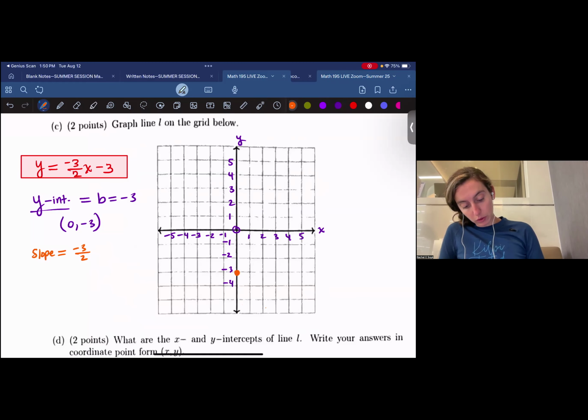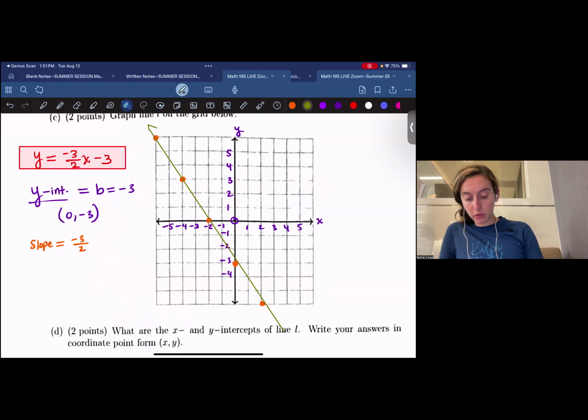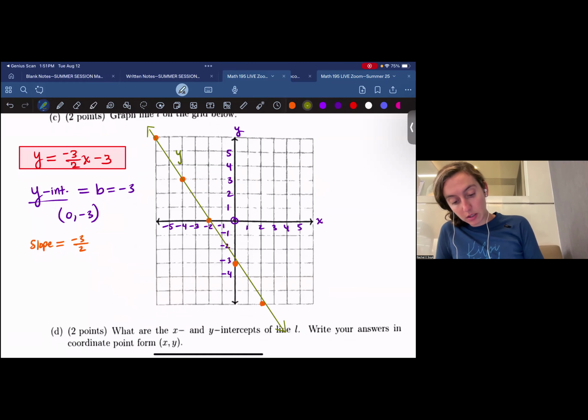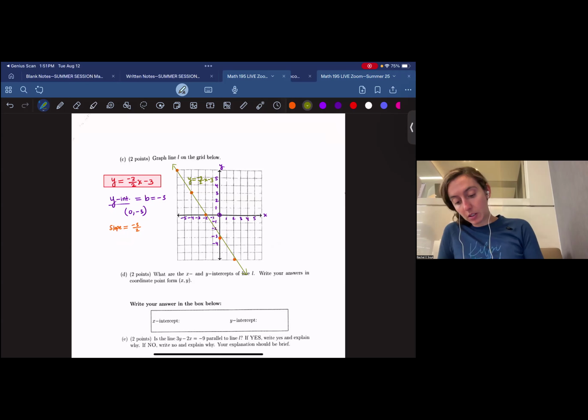Down 3 over 2, or up 3 to the left 2, up 3 to the left 2. And now let's connect the dots. Don't forget to put arrows at the end because all lines go on forever in both directions. And then write out the equation, -3/2x minus 3. And we're done. This is our line L.